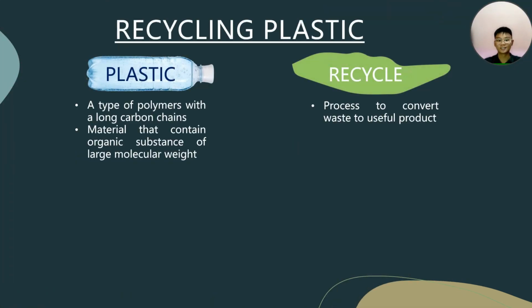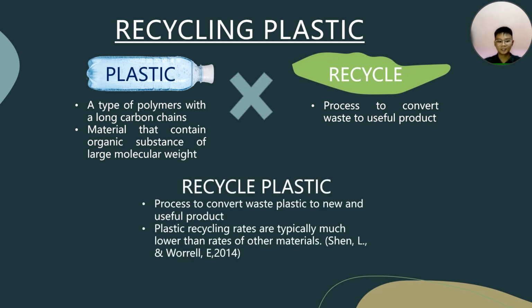The next is recycling plastic. Plastic is a type of polymer with a long carbon chain. It is also a material that contains an organic substance of large molecular weight. Recycling is the process to convert waste to a useful product. So what is recycling plastic? Recycling plastic is the process to convert waste plastic to a new and useful product. Plastic recycling rates are typically much lower than the rates of other materials.